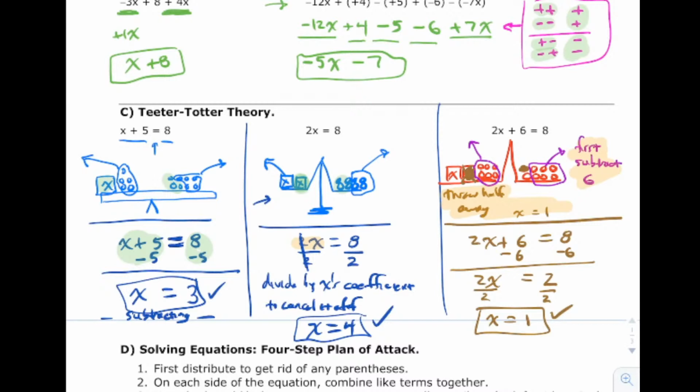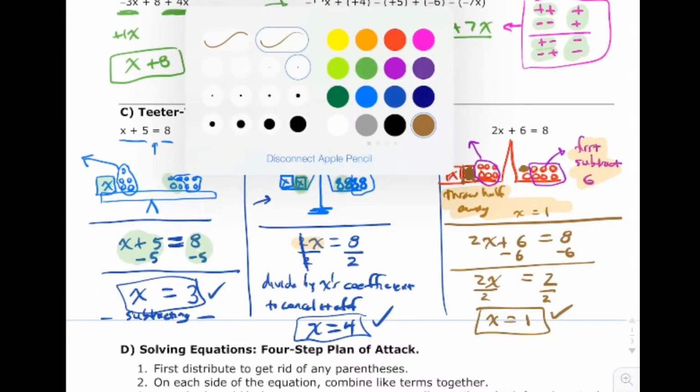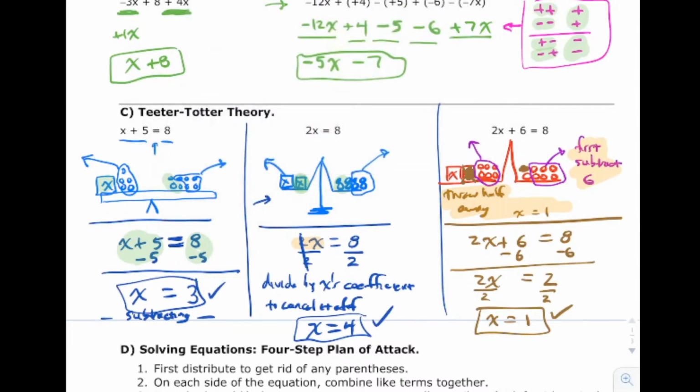What you would not want to do, and maybe I'll just put this here for emphasis, so let's kind of sneak this up here, PS. If you had 2x plus 6 equals 8, here's the most common mistake in the world. Someone will say, well, I'll cancel 2 left and right, and I've got x plus 6 equals 4. And then the problem is you subtract 6 on both sides, and you're getting x equals negative 2, and that's not the right answer.